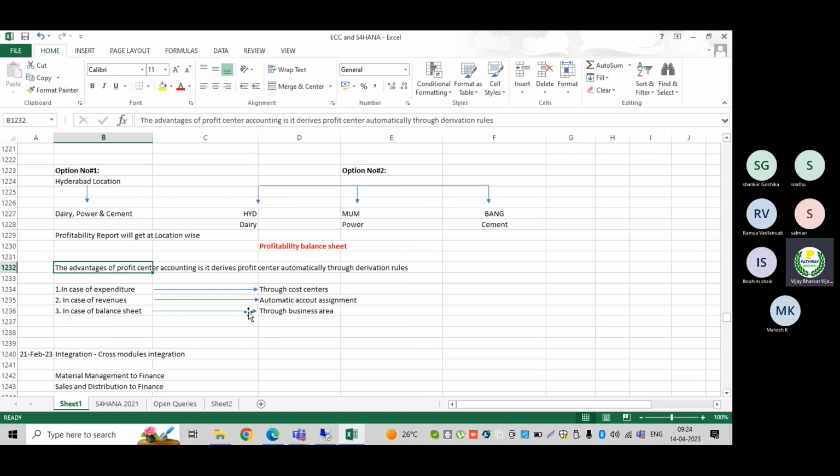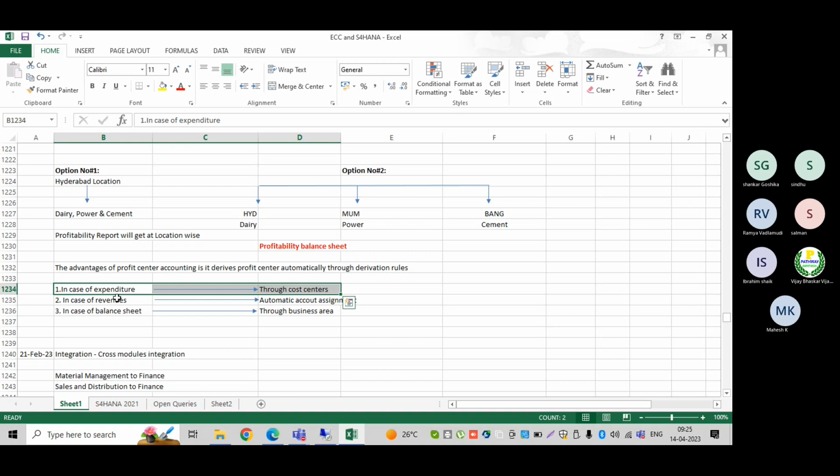See now, if I want to prepare a financial statement, what information would I require? I would require the expenditure and revenue information to prepare my P&L account. To prepare my balance sheet, I would require balance sheet transactions. All my expenses information will be captured and transferred with the help of the cost centers. All my revenues will be captured through the automatic account assignment.